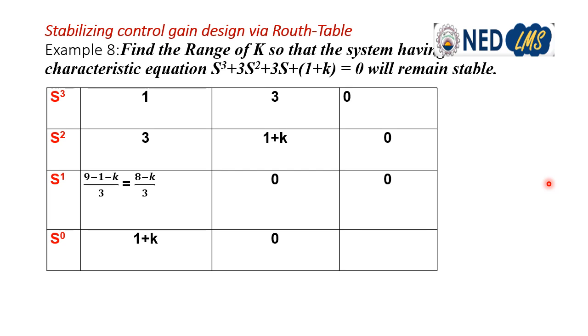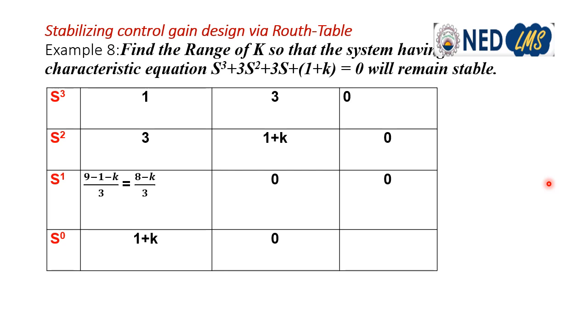Now we see how we can stabilize the system by changing the control gain, or we can change some parameter value in a particular range such that the system will remain stable. So here's another problem. Find the range of k so that the system having the characteristic equation s cube plus 3s square plus 3s plus 1 plus k equals 0 will remain stable.